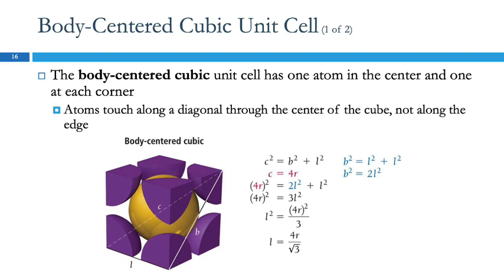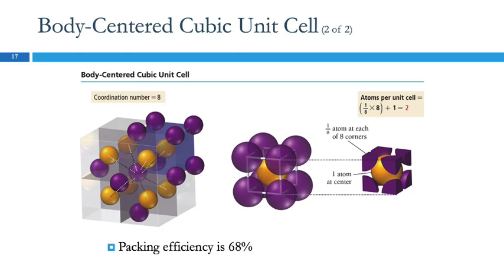If we want to calculate the edge length in terms of R, this becomes a lot more complicated because the atoms don't touch along the side, they touch diagonally through. And so there's the geometric proof of how we end up with L is 4R over the square root of 3. So the number of atoms per unit cell, we've got an eighth at each of the 8 corners, plus the one in the middle, so 2 atoms. Being able to identify how many atoms are in the unit cell is way more important than being able to do any calculations with the edge length stuff.